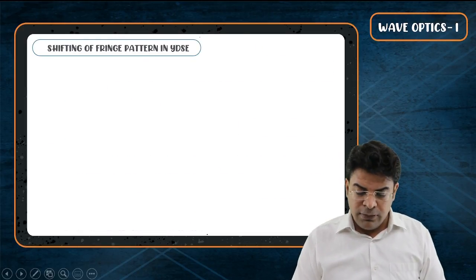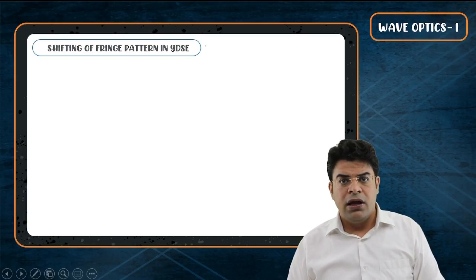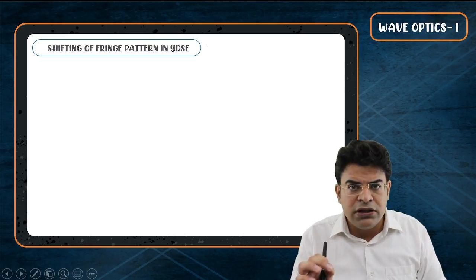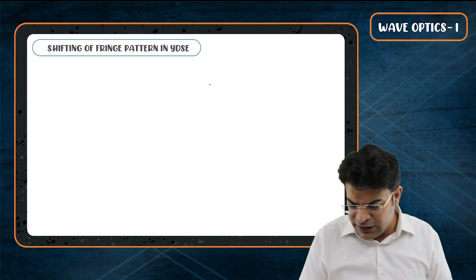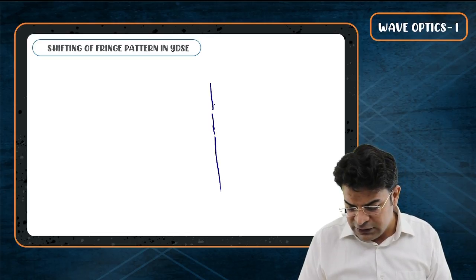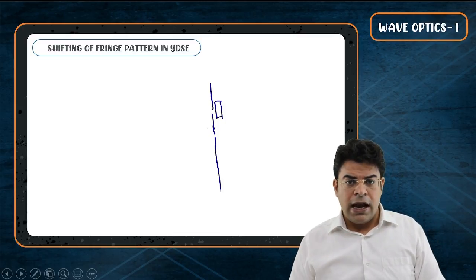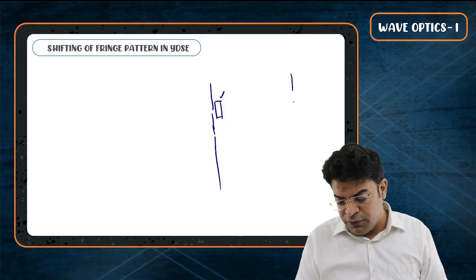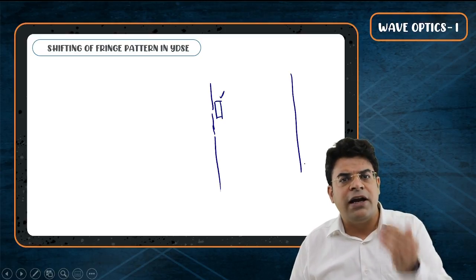Now we will talk about something, shifting of the fringe pattern in YDSE. Why are we talking about this? Which topic are we going to cover here? Let's see. Sometimes you will find questions where in front of one of the slits we have placed a transparent material, and due to this transparent material the fringe pattern shifts. The first question is, why does the fringe pattern shift?